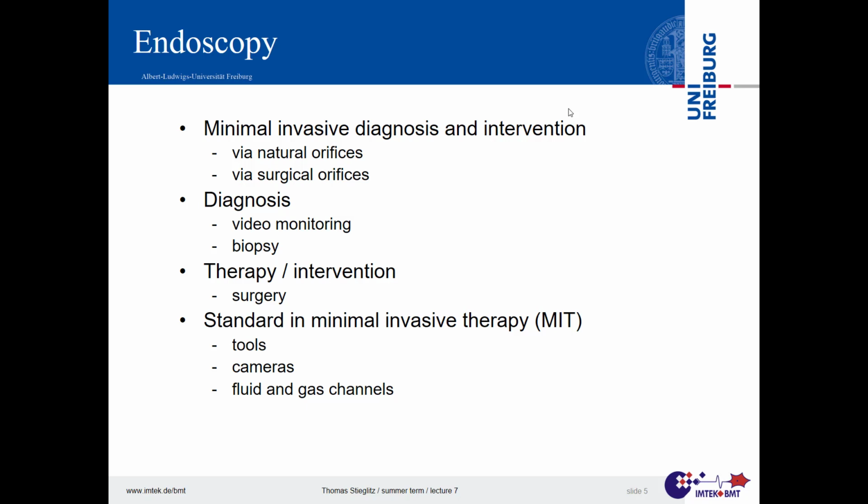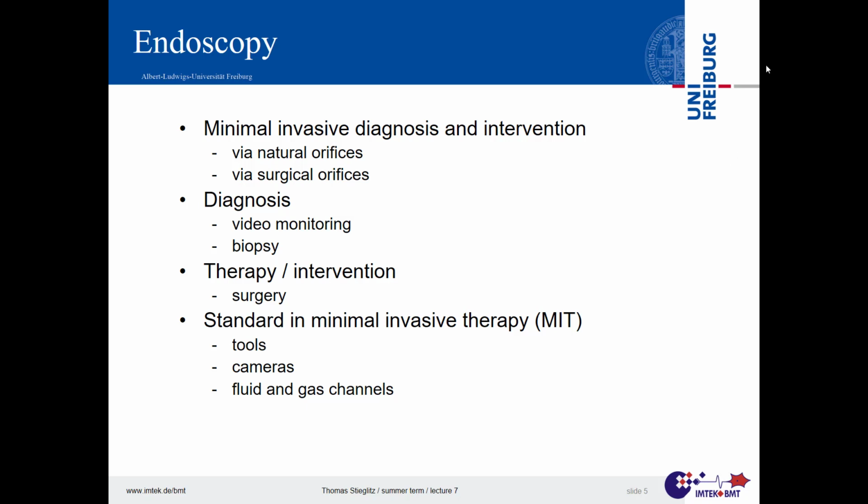And the question is, if I don't want to make open field surgery, what can I do? Well, we have natural orifices in our body, and you can try to get in there. But you can imagine, if we look at the whole body from the mouth to the other side, there's a middle part, the small intestine, which is extremely curved, and where it's hard to approach that.